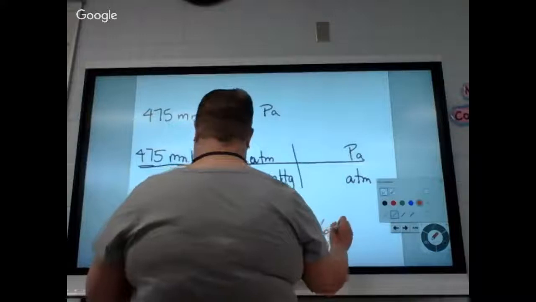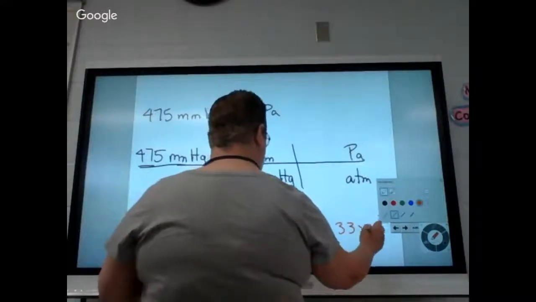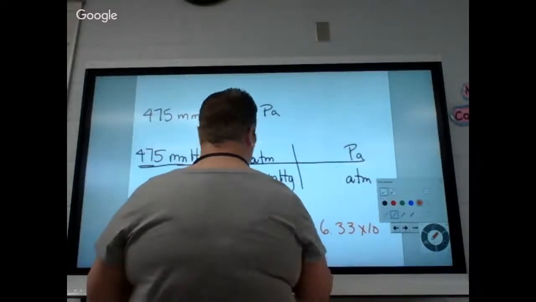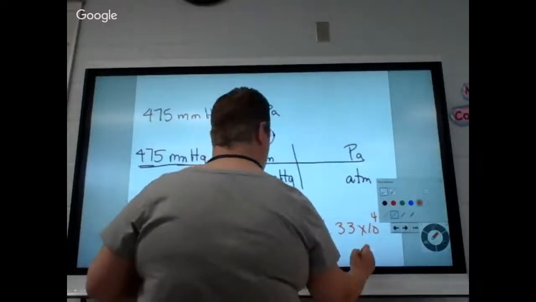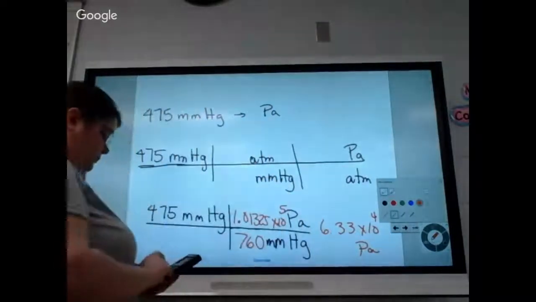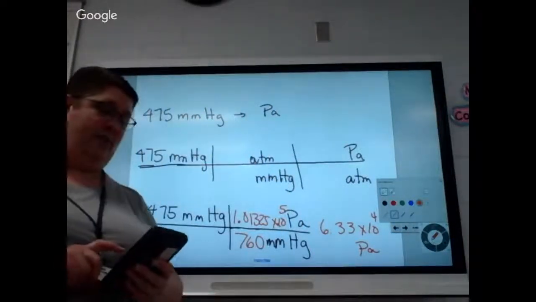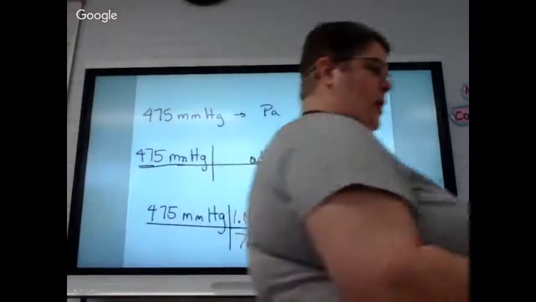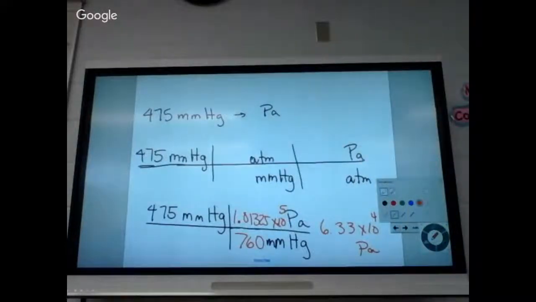I'm going to put it in scientific notation because I'm not leaving that 63,000 number. So, 6.33 times 10 to the 1, 2, 3, 4, 4 Pa. Do we have to change it? If you have a number that big, you should change it. You should not leave that giant number out there. You should go ahead and change that. Does that make sense? Everybody okay with that? Anybody struggling?